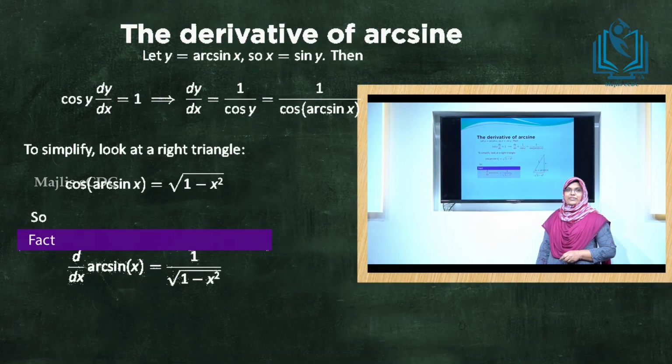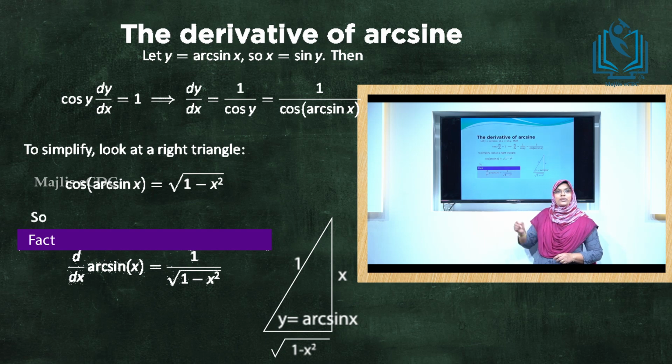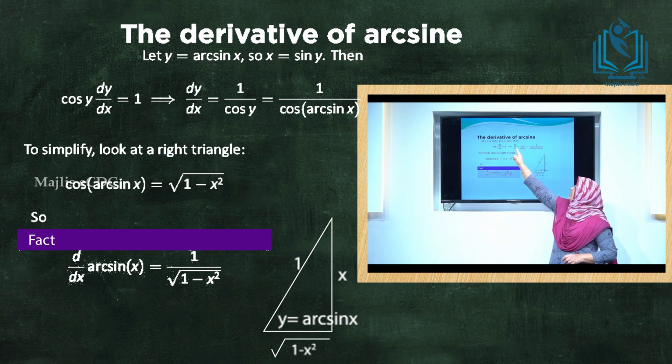Next, we are going to find the derivative of inverse trigonometric functions. First, the derivative of arc sine or sine inverse x. To find the derivative, first we let y = arcsin x. So we know that x = sin y. Differentiating both sides, cos y · dy/dx = 1, which implies dy/dx = 1/cos y.